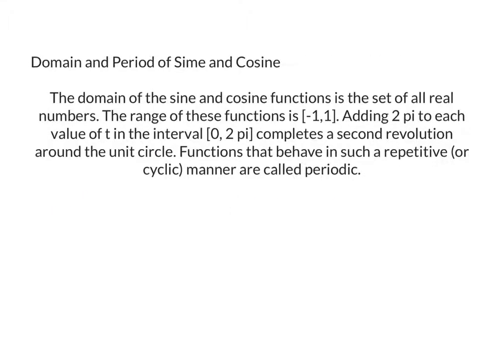All right, so domain and period of, that's supposed to say sine and cosine. So it says the domain of the sine and cosine functions is the set of all real numbers. The range of these functions is negative 1 to 1. Adding 2 pi to each value of t in the interval 0 to 2 pi completes a second revolution around the unit circle. Functions that behave in such a repetitive or cyclic manner are called periodic.